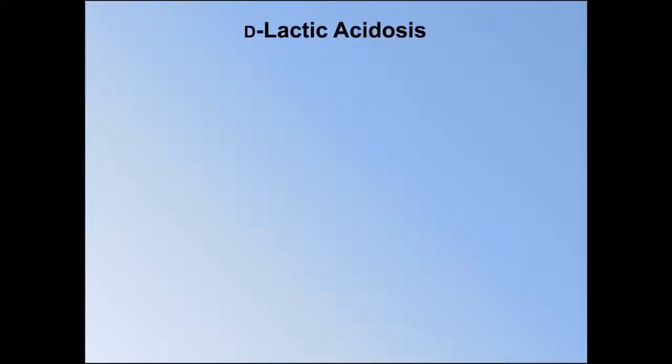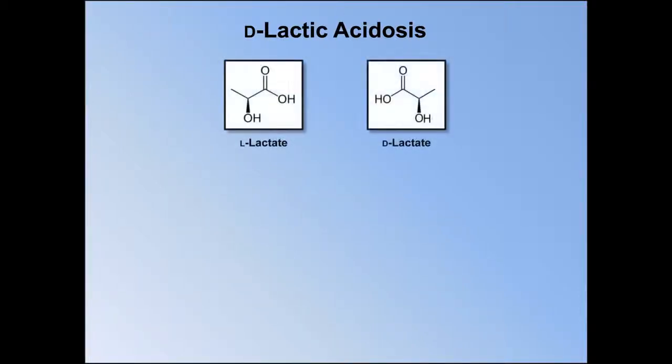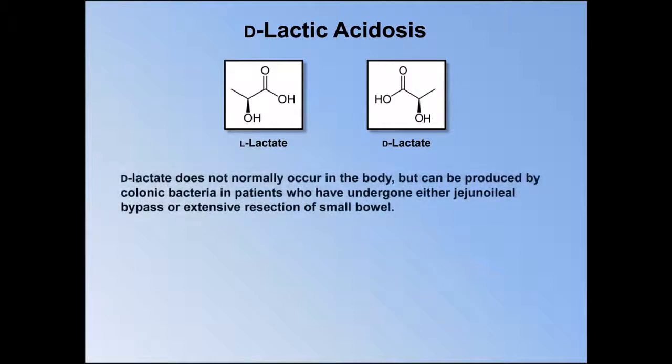D-lactic acidosis is a relatively unique form of lactic acidosis that occurs as a consequence of lactate having two enantiomers. The L enantiomer is the common form which is produced in humans, primarily via the reduction of pyruvate by lactate dehydrogenase. There also exists the mirror image of L-lactate, which is D-lactate. D-lactate does not normally occur in the body, but can be produced by colonic bacteria in patients who have undergone either jejunal ileal bypass or extensive resection of small bowel.